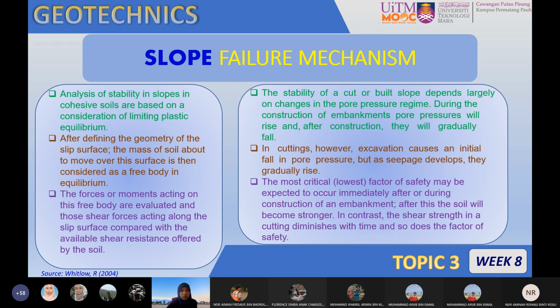So in cuttings, the pore pressure initially falls, and then gradually rises. So it means that you have to determine whether you need to use the effective strength parameters or the total stress parameters. So the shear stress equals the cohesion C plus the normal stress times tan phi. So back to the shear stress definitions and also the Mohr circle to relate these two phenomena in cutting and also the embankment.